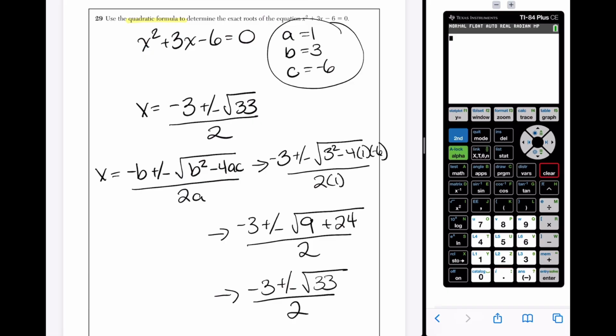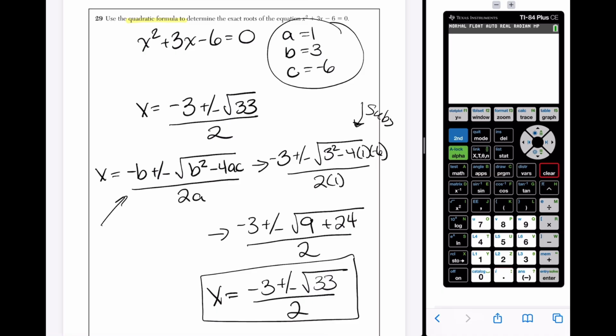And that's it. I can leave it there. There's no other way for me to simplify. So I'm just going to put our x equals, and this is my final answer. And that's it. They just want to see that you knew what the formula was, which I showed, and that you were able to substitute. So they're going to look for the subs, the quad formula, and they just want to see that you can simplify it.